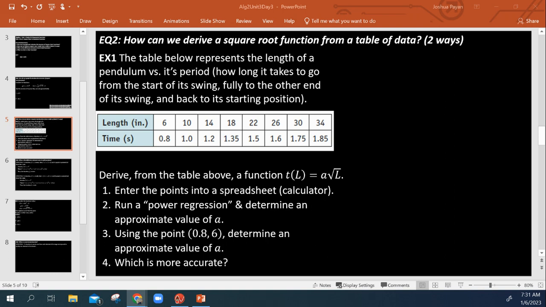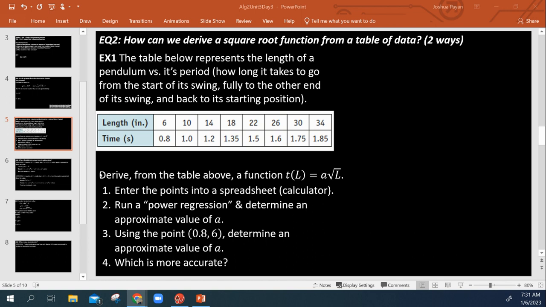Okay, so this is going to be our second video for Unit 3, Day 3 in Algebra 2, second of four. In this video, we're going to talk about how to use the calculator and algebra to derive a square root function from a set of points or a data table. If you want, go ahead and pause the screen and read the problem.